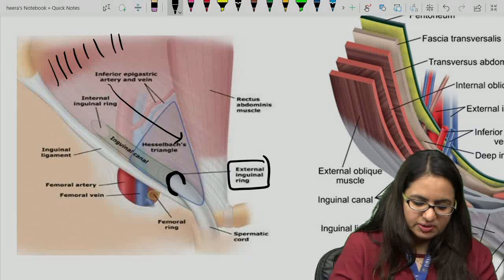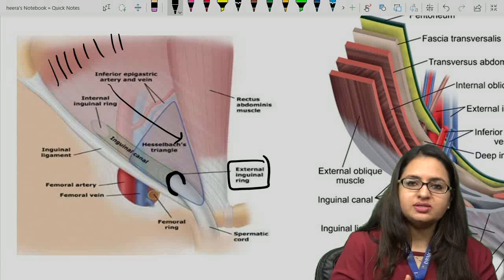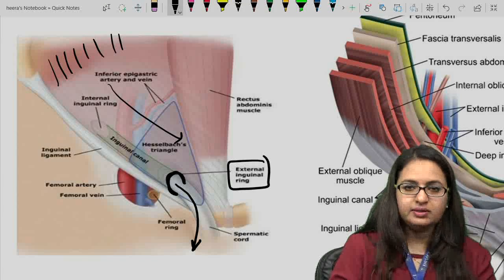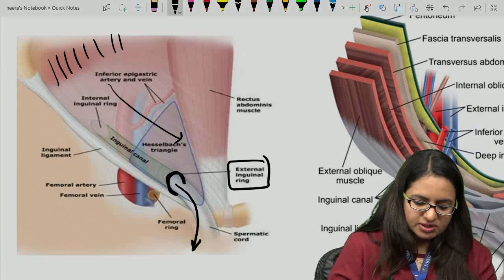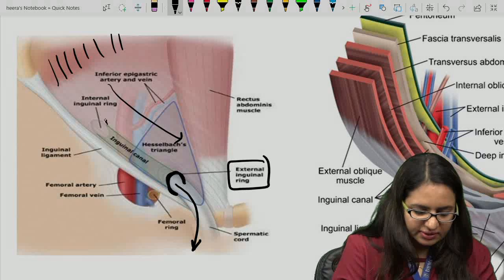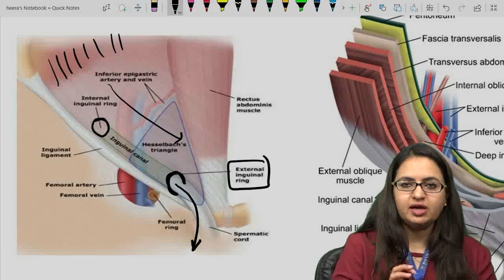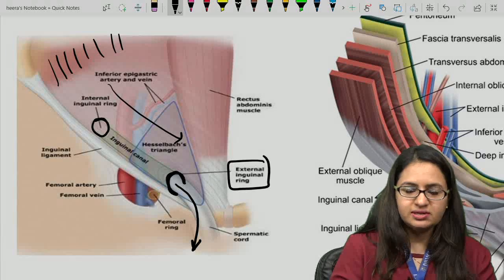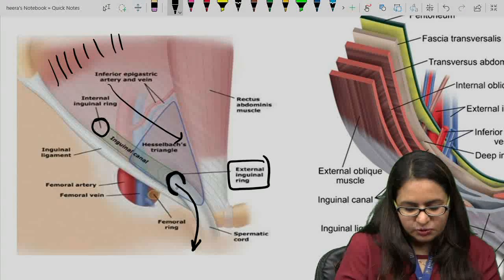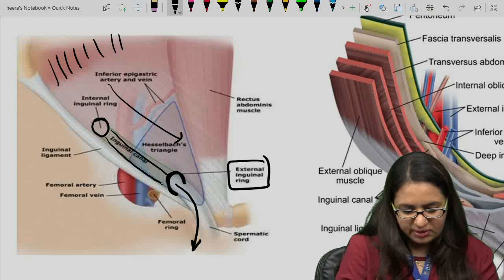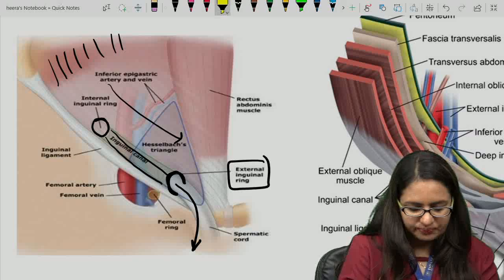The structures which are passing through the inguinal canal will exit through this superficial inguinal ring. Just corresponding to it, we have an internal inguinal ring or the deep inguinal ring, which is actually a defect or a gap in the fascia transversalis, and in between the superficial and the deep inguinal ring we have the inguinal canal. This is the inguinal canal which is present over here.